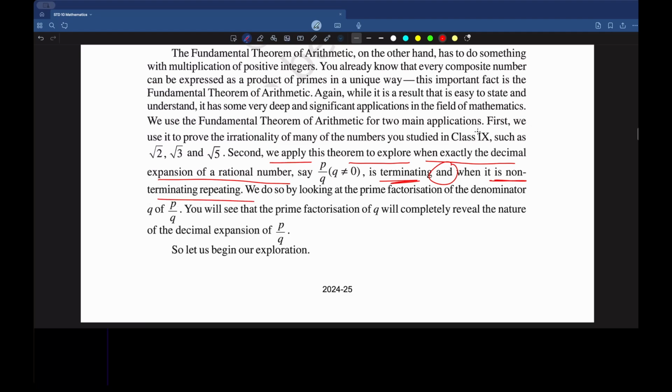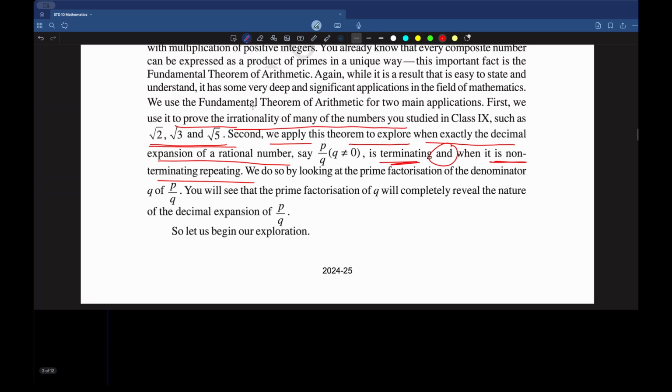We also use the fundamental theorem of arithmetic to prove the irrationality of numbers. That is, we have studied that root 2, root 3, root 5, root 7 are irrational numbers. These are the two applications of the fundamental theorem of arithmetic.